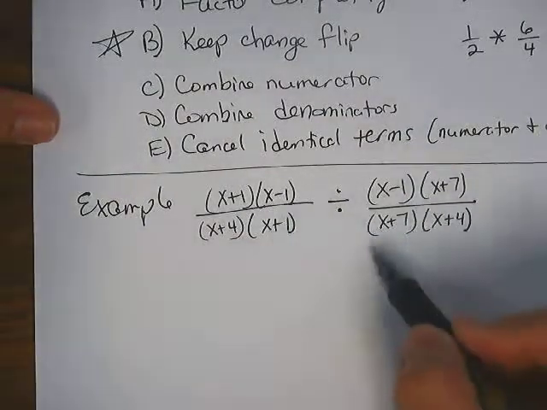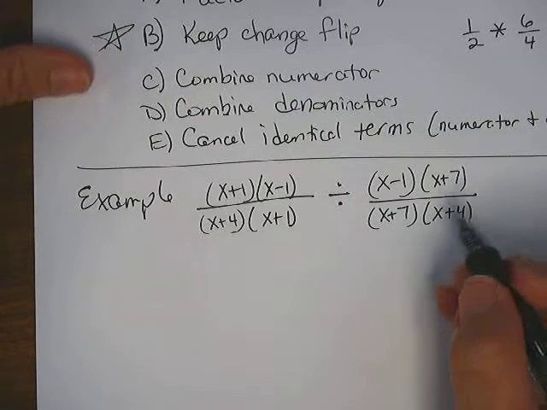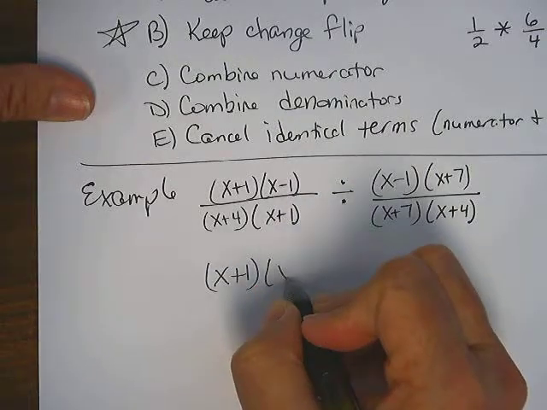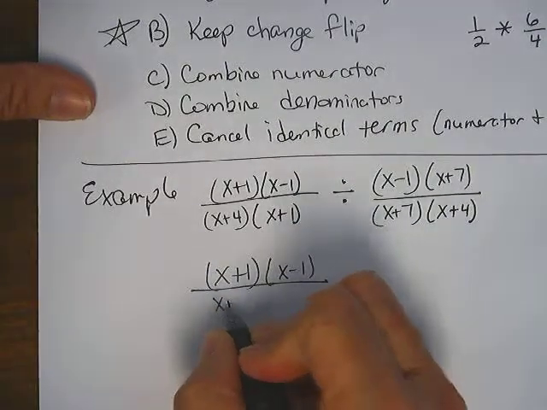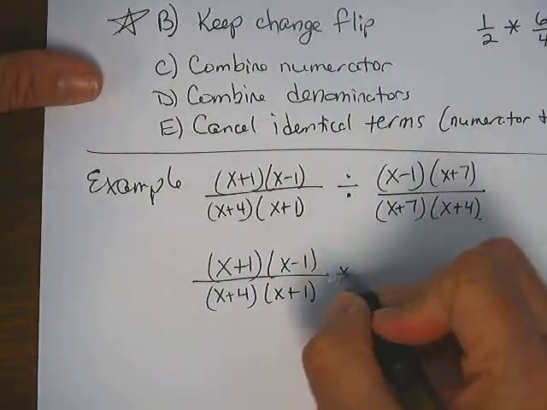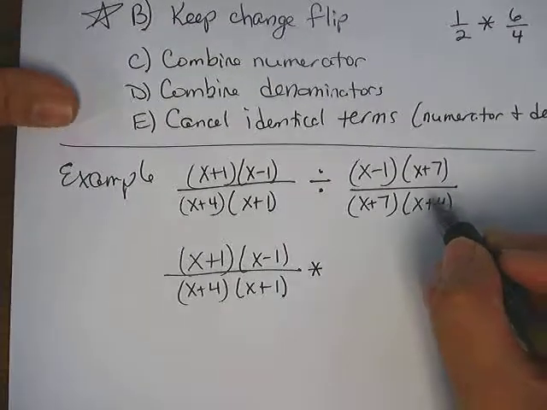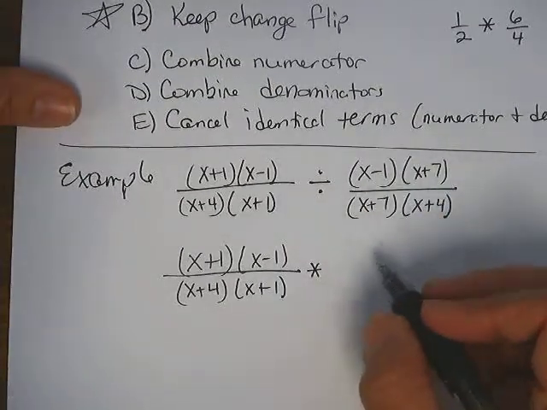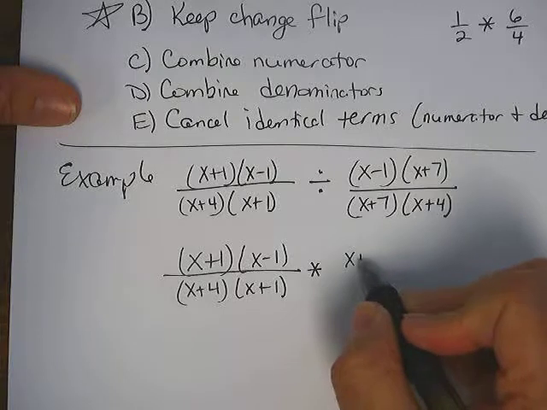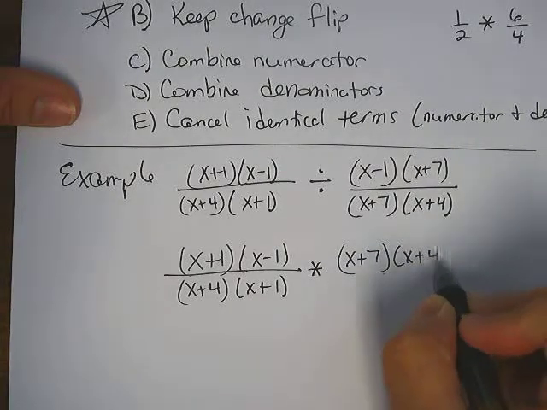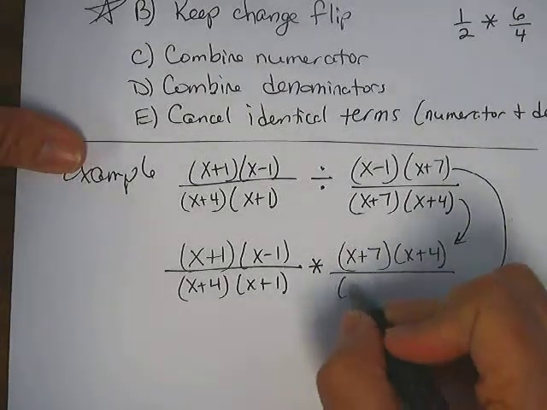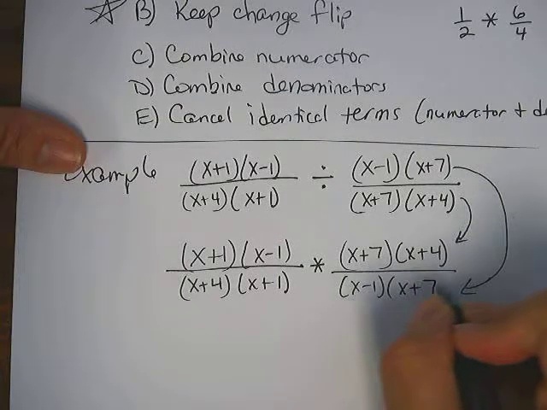Okay, so we're given this already. So we don't need to factor it because we're given it in factored form. So our second step is keep, change, flip. So this first rational expression we're going to keep exactly the same. I'm just rewriting it. Everything is in the same position. We change our division sign to multiplication, and now we flip or take the reciprocal of our second rational. So everything that's in my denominator becomes the numerator. So it's going to be x plus 7, x plus 4. My numerator is going to become the denominator. So x minus 1, x plus 7.